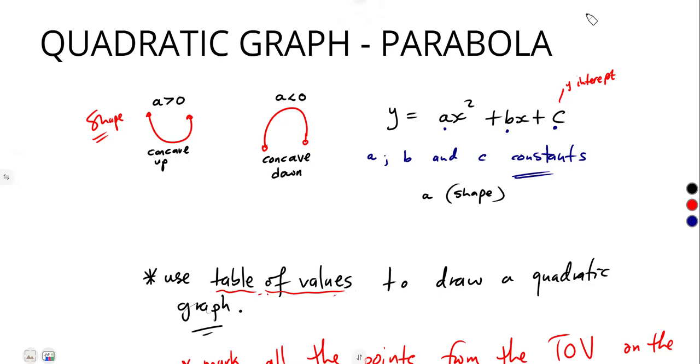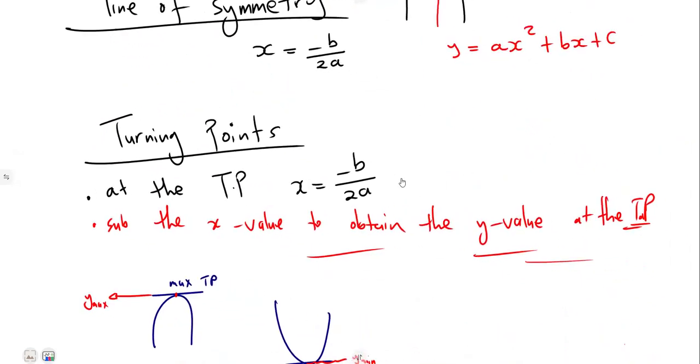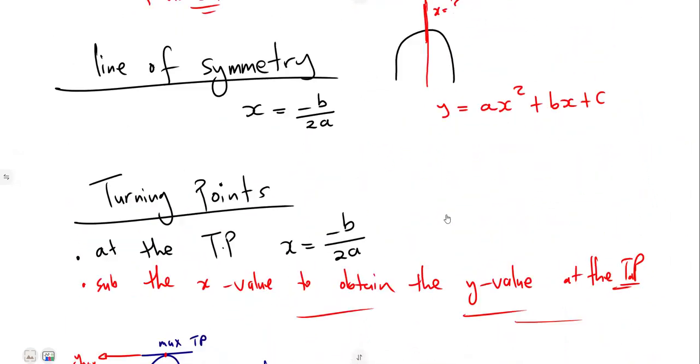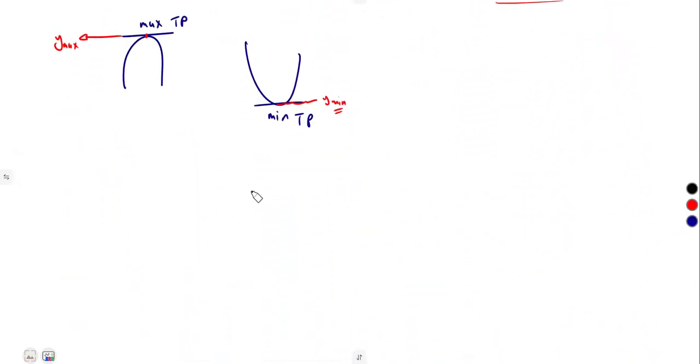In the previous class, we worked with the basics of a quadratic graph, which is a parabola. In this class, we're going to move on to the roots or the solutions to the graph that we just drew. Remember, we talked about the turning points and the line of symmetry. This is a continuation on the quadratic graph, where we look into the roots or the solutions to the graph.